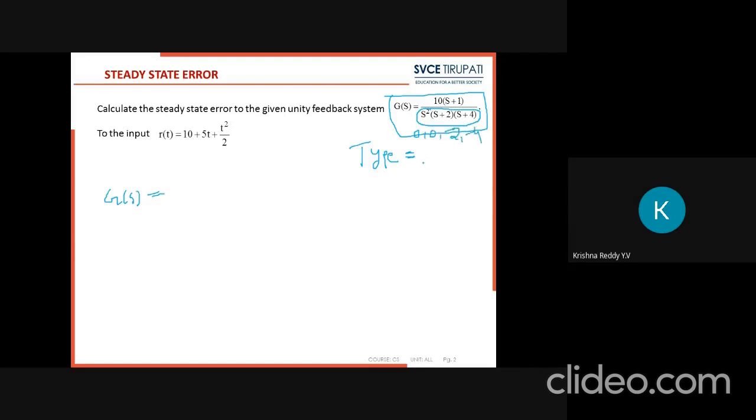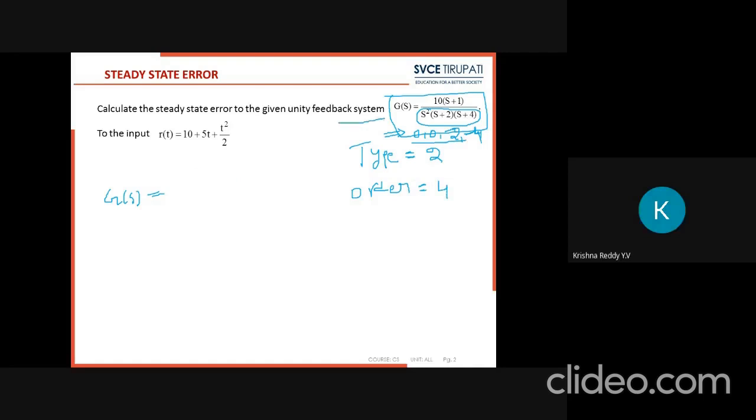Now how many poles are at the origin? Anyone can respond. Number of poles at origin. Two, sir. The number of poles at origin is 2. Now what is the order? The total number of poles is 4, sir. Okay, 4.